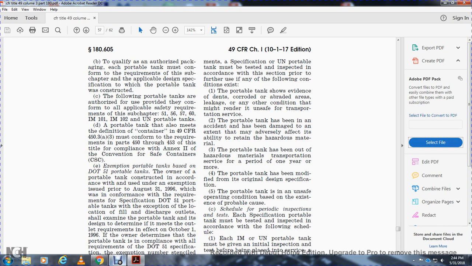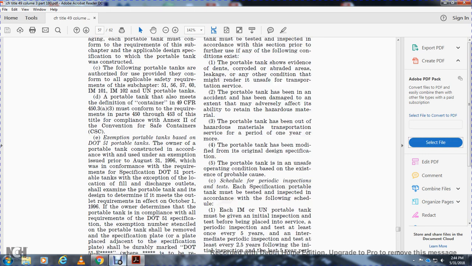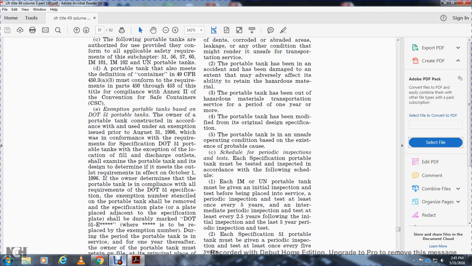Schedule for the periodic maintenance and test. Each specification of portable tanks must be tested and inspected in accordance with the following schedule. Each IM and UN portable tank must be given an initial inspection and test before being placed in service, a periodic inspection and test at least once every 5 years, and an intermediate periodic inspection and test at least every 2.5 years following the initial inspection or the last 5-year periodic inspection and test.